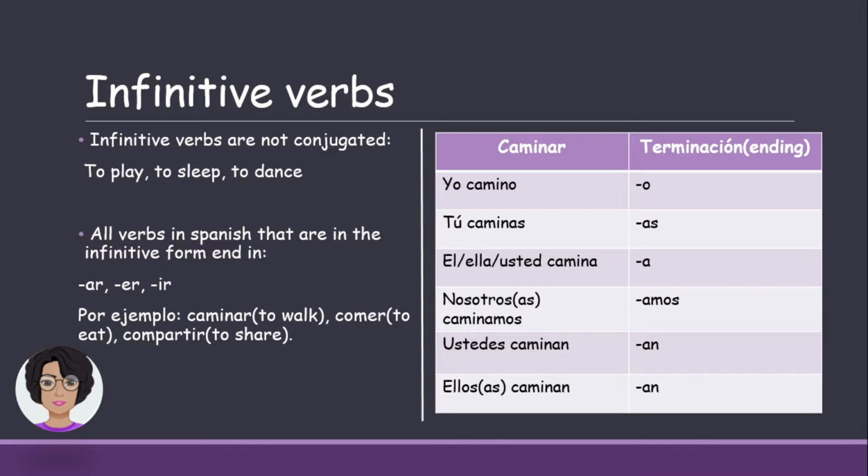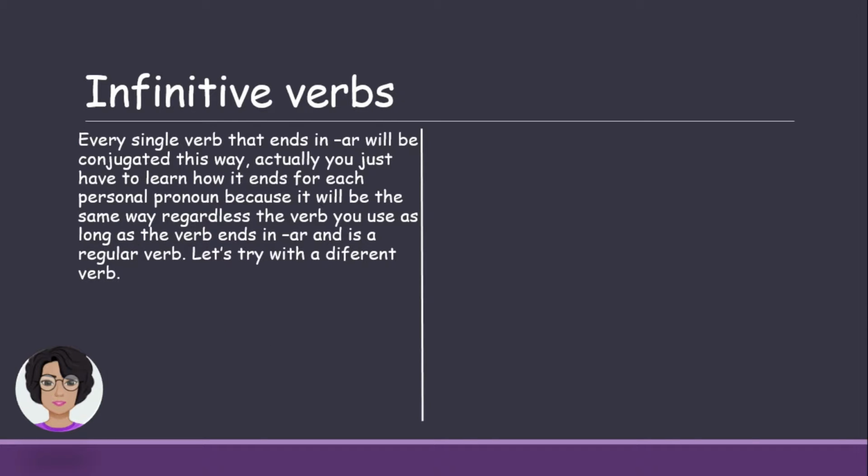So I put the ending next to the verb because I want you to memorize how it ends for a verb that ends in AR. Because for all the verbs that end in AR, it's going to be the same ending, always, as long as it's a regular verb. Every single verb that ends in AR will be conjugated this way. Actually, you just have to learn how it ends for each personal pronoun because it'll be the same way, regardless of the verb you use, as long as the verb ends in AR and is a regular verb.